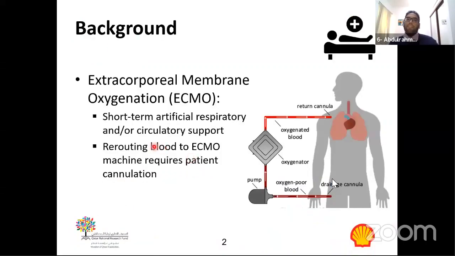For the background, I would like to discuss what extracorporeal membrane oxygenation is. It's basically short-term artificial heart and lungs that are used for supporting a patient that has lung or heart failure. In order to turn on this machine, you have to reroute the blood from the body into the ECMO machine, in a similar fashion to dialysis, where a cannula goes into the body and extracts the blood and passes it over the machine in order to oxygenate it.